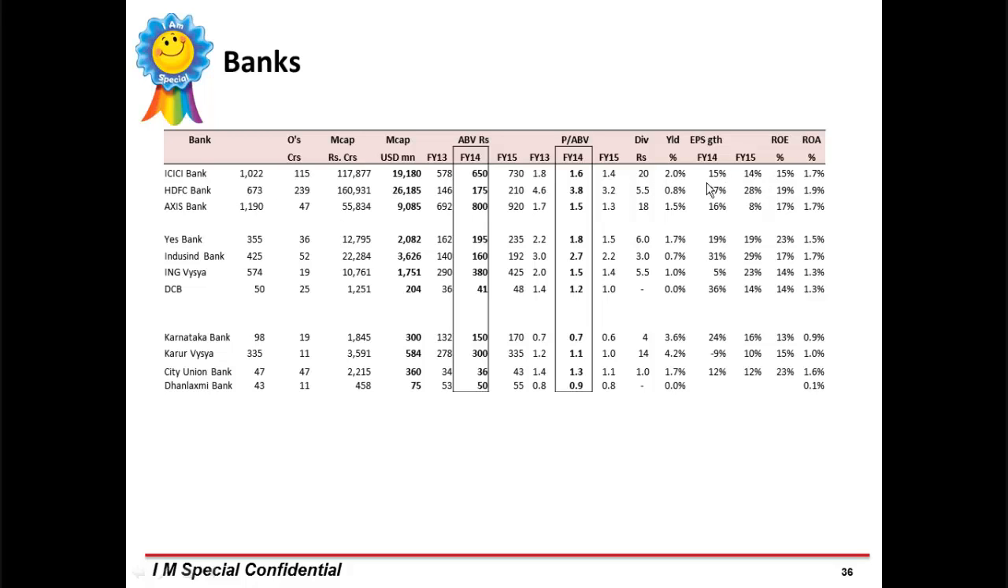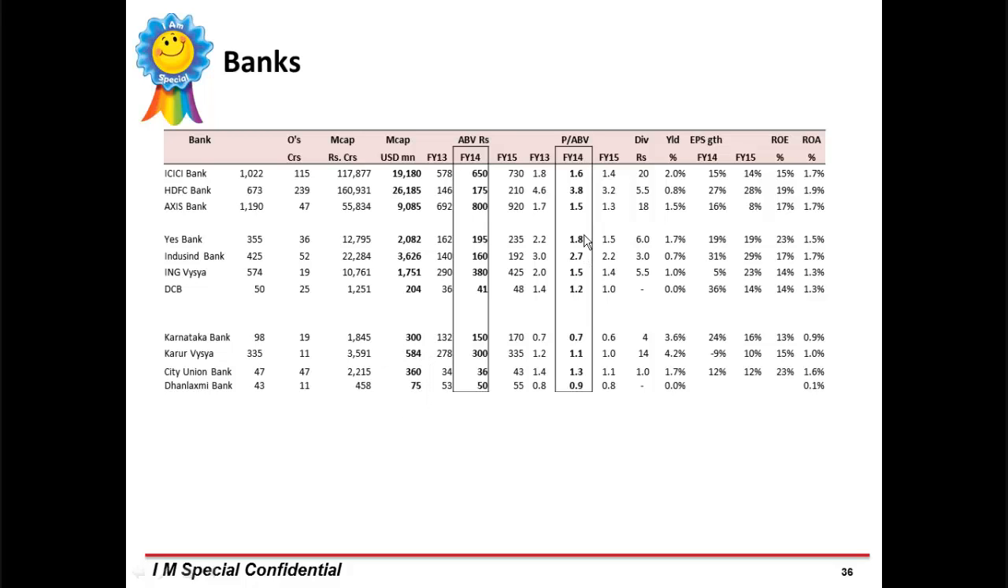I have taken earnings growth, FY 14 and 15. ICICI is expected to grow 15%, HDFC is expected to grow 27 and 28%, return on equity and ROA. So again, three categories. These are all large caps, 9 billion, 26 billion, 20 billion. These are mid-tier banks, market cap 2 billion, 3.6 billion, 1.7 billion, 6 billion, and these are all small regional banks, market cap 300 million, 600 million, 360 million.